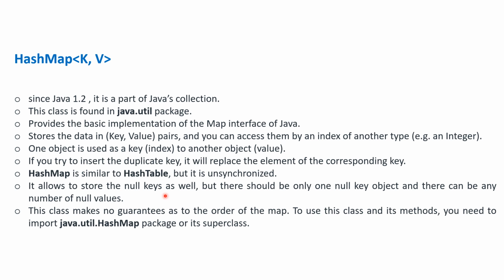So, key-value pairs, right? Based on the key, we'll get the value, and it also stores null keys. But there is one condition: there can be only one null key, and there can be any number of null values. This class makes no guarantees as to the order of the map. To use this class and its methods, you need to import the java.util.HashMap package or its superclass.